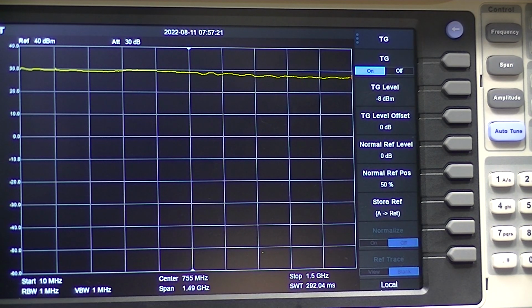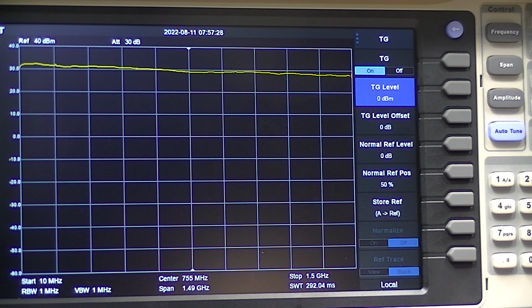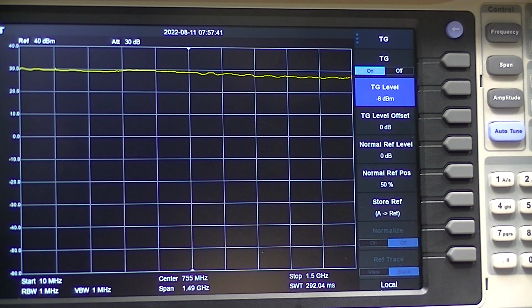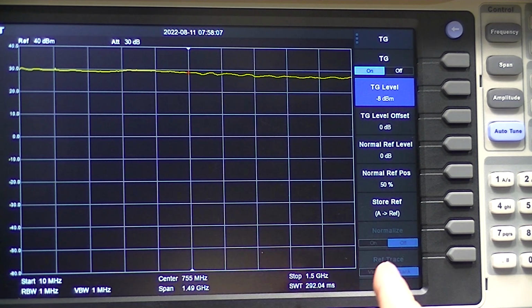I can increase the tracking generator level, and you see it doesn't go much higher than 30 dBm. Once I get to minus 8 dBm, that's the limit. Increasing it doesn't increase the output very much. This is using a tracking generator which sweeps continuously.